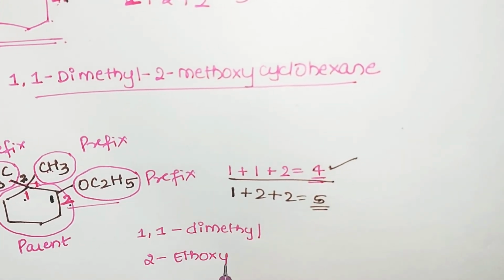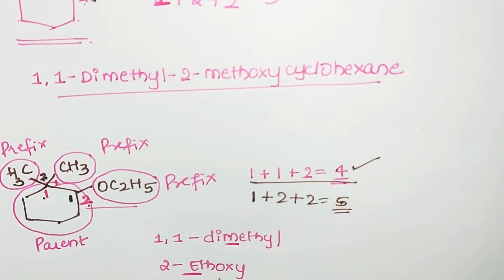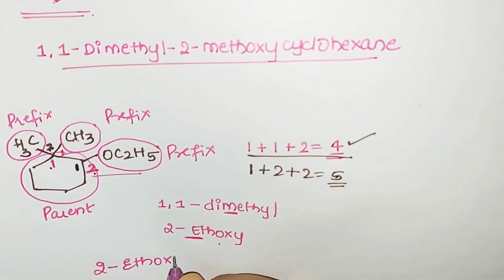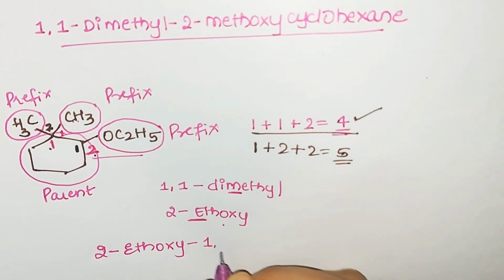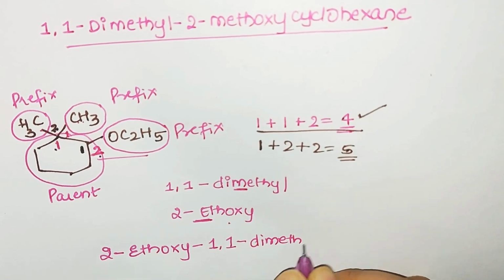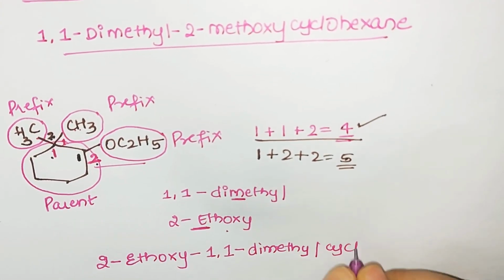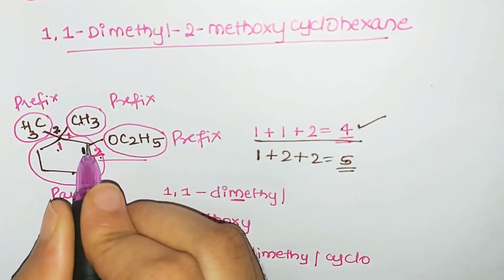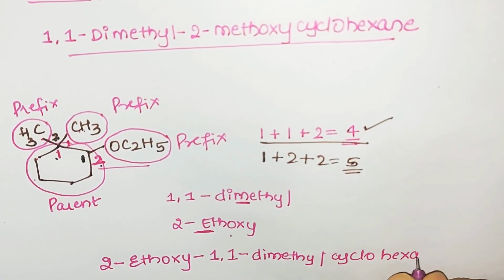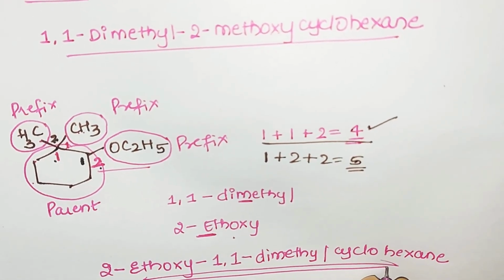But alphabetically which comes first, M or E? E comes first. You are not supposed to consider di, tri, etc. So E comes first. What will be the IUPAC name? 2-ethoxy-1,1-dimethyl, and since it is a cyclic compound, cyclo will be the prefix, and it contains 6 carbon atoms, hence the word root is hex. All are singly bonded, hence it is ane. So what is the IUPAC name? 2-ethoxy-1,1-dimethylcyclohexane.